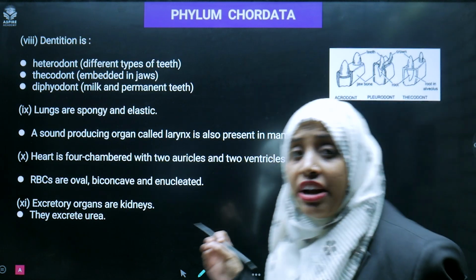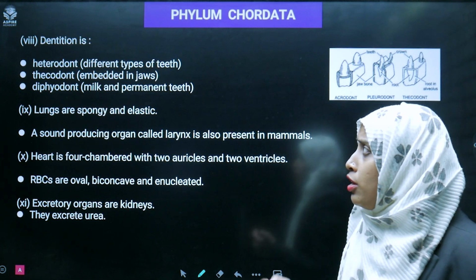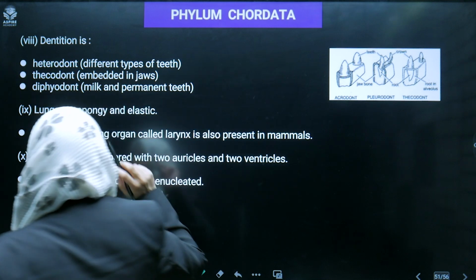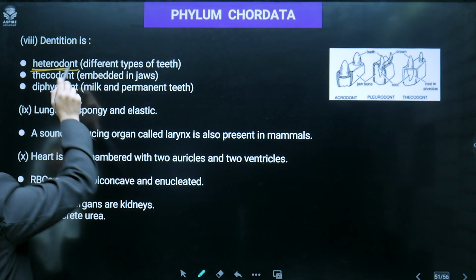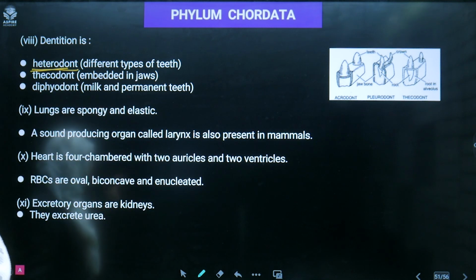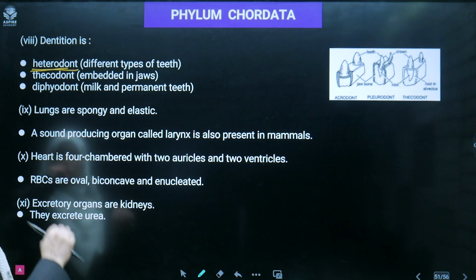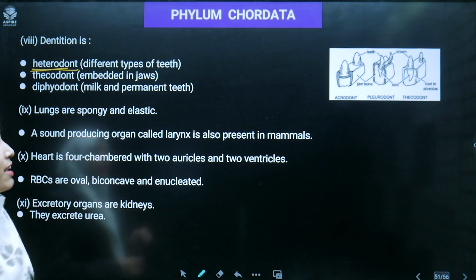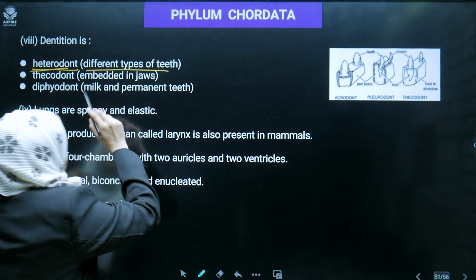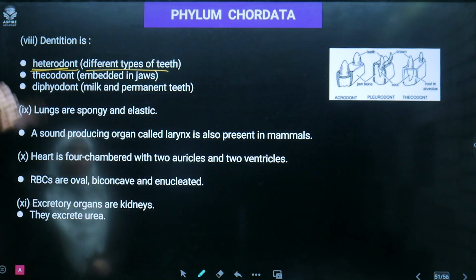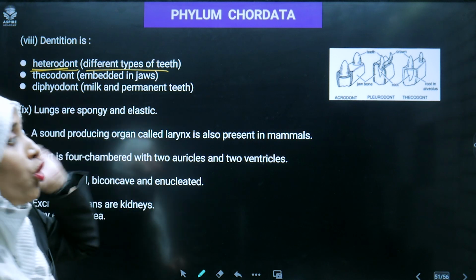Now, what about the dentition, the teeth habit? What type of teeth do mammals have? Heterodont. Mammals can be heterodont. That means they have different varieties of teeth, not all the same in size and shape. So we can simply say different types of teeth. That is the term given: heterodont.